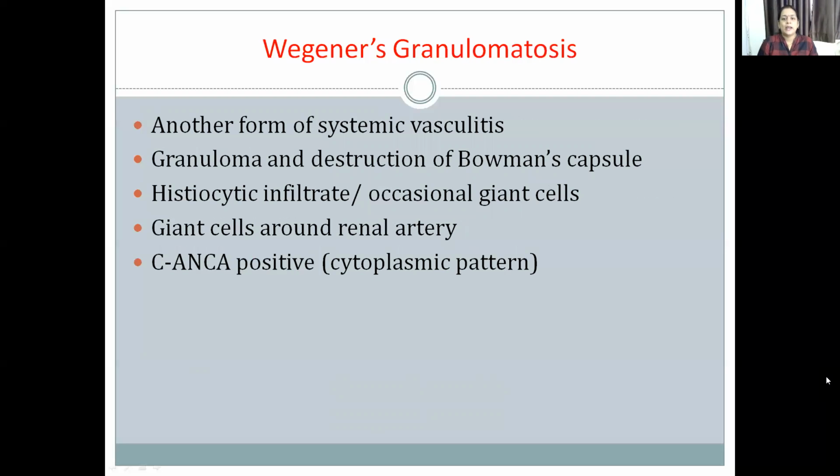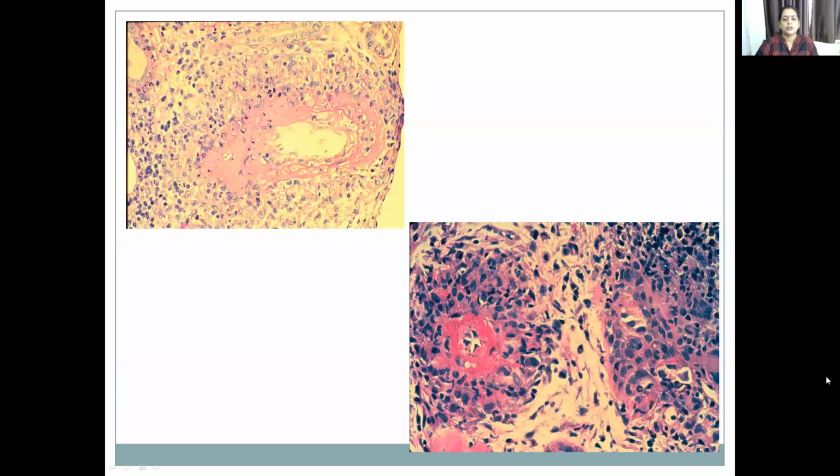Wegener's is a form of systemic vasculitis. C-ANCA is positive, that is the cytoplasmic pattern. Giant cells around the renal artery, granulomatosis, giant cells, remember that, granulomas. Obviously, in the granulomas, you find histiocytic infiltrate. So there is destruction of Bowman's capsule. Here are examples of microscopic pictures where you see the vasculitis changes. You can see numerous leukocytes affecting the vessel wall.